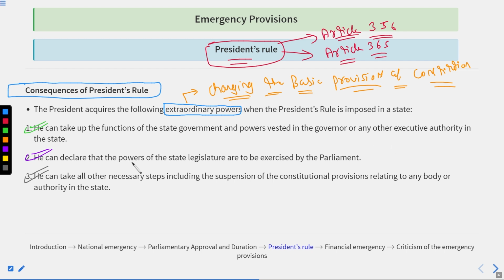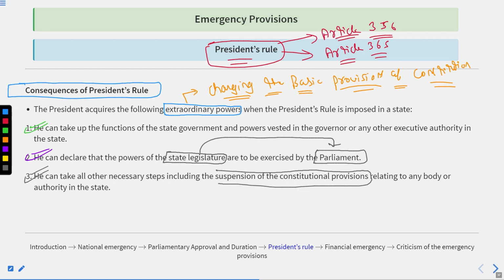Thereafter, he can declare that whatever powers were being exercised by the state legislature will now be transferred to the parliament. Thereafter, he can take all other necessary steps, including the suspension of the constitutional provisions relating to any body or authority in the state. That's a clear cut thing.